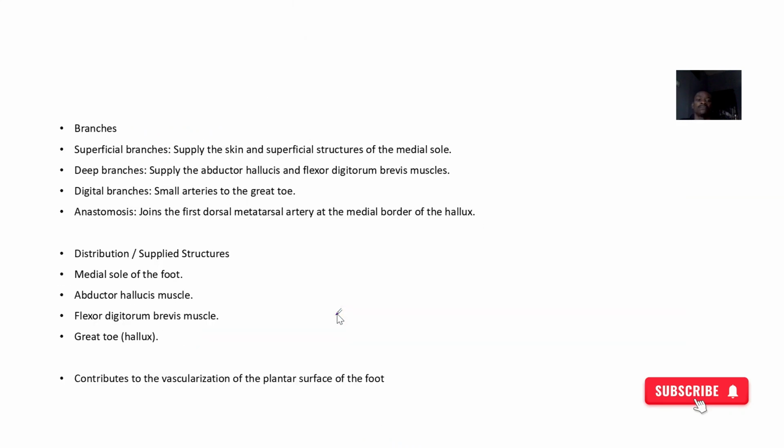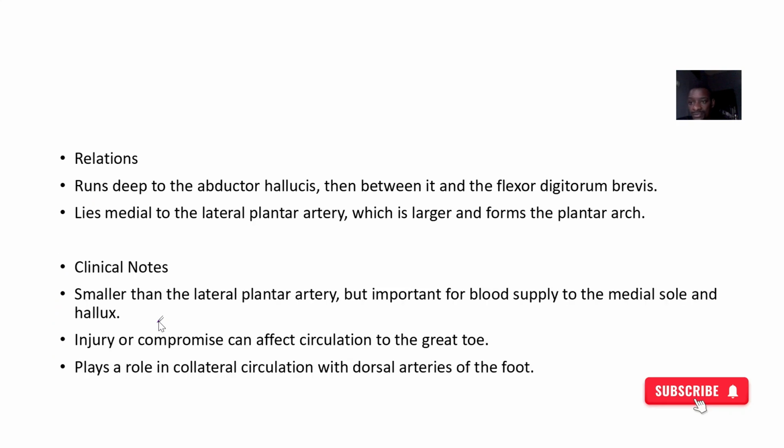Okay. So branches. It gives a superficial branch that supplies the skin and the superficial structures of the medial sole. Also the deep branches that supply the abductor hallucis and the flexor digitorum brevis muscle. The digital branches supply the great toe. Then it also anastomoses with different arteries. So distribution is to supply the medial sole of the foot, abductor hallucis muscle, the flexor digitorum brevis muscle, and the great toe. Okay. Also contributes to the vascularization of the sole of the foot.